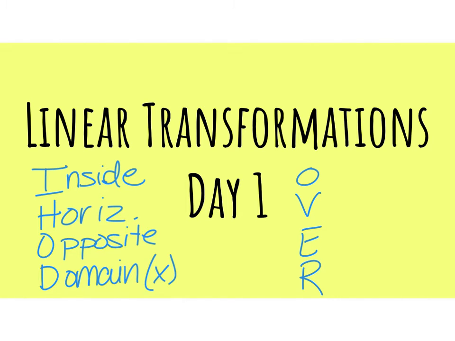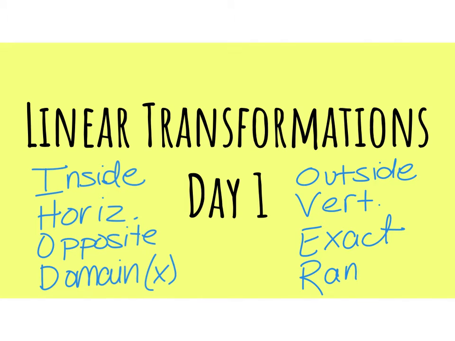Now, the word over, or the acronym for over, is basically opposite of everything. So if the first one was inside, that means this one would be outside. The first one was horizontal, which makes this one what? Vertical. Good. The E is for exactly what you think is going to happen. And then, of course, R is for range or Y values.